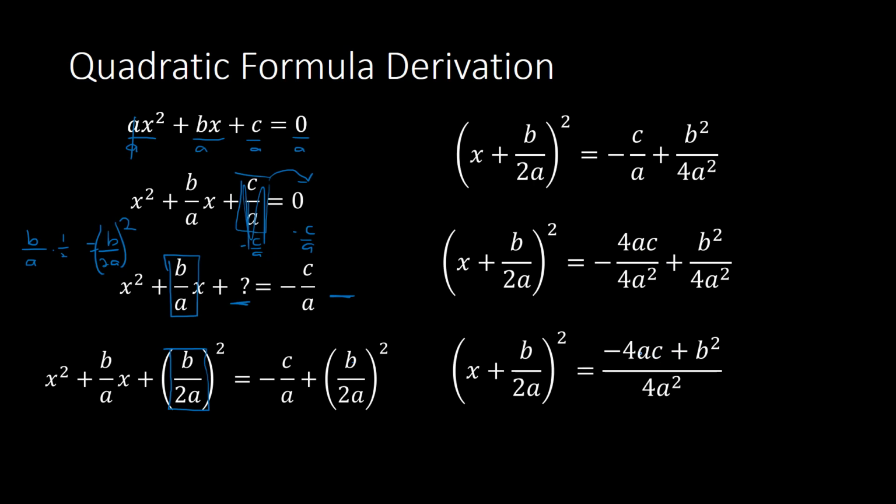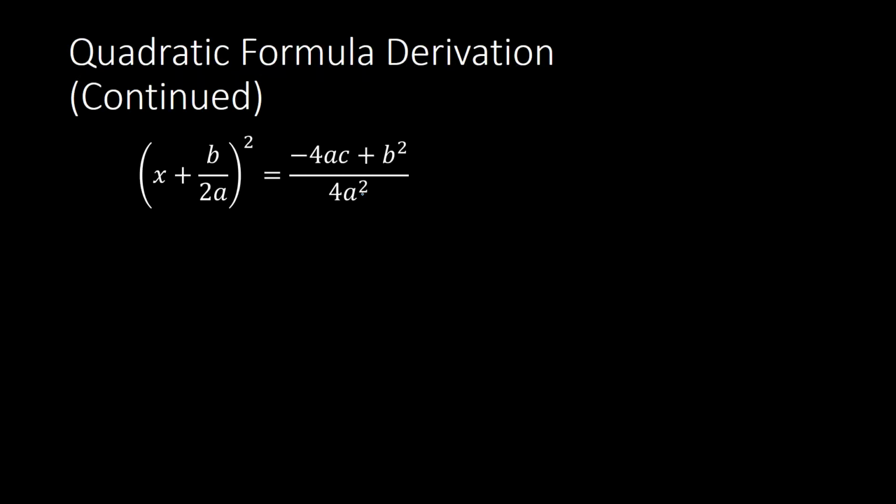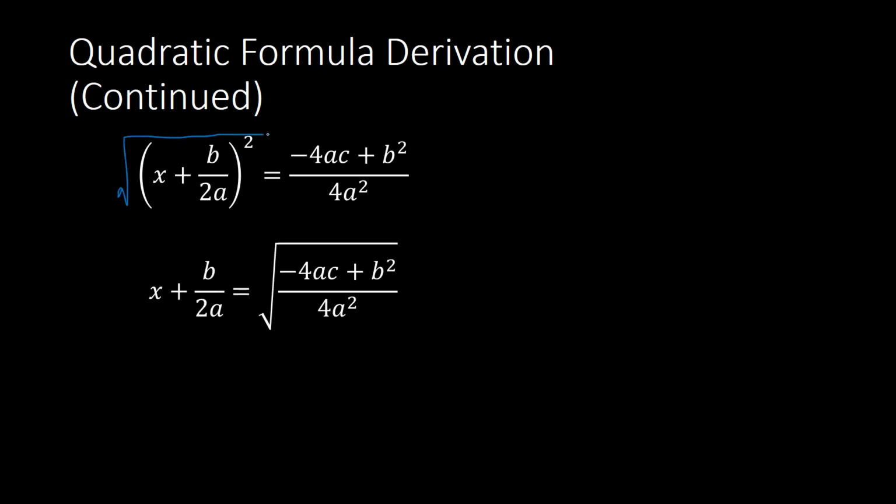Okay, so now picking up where I left off, I'm going to take the square root of both sides to get rid of the squared. So when I do that, take the square root of this side, the square and the square root will cancel. And now on the right side I have the square root of all of this. Okay? Well then, to get x by itself, I need to subtract this b over 2a to the right side.